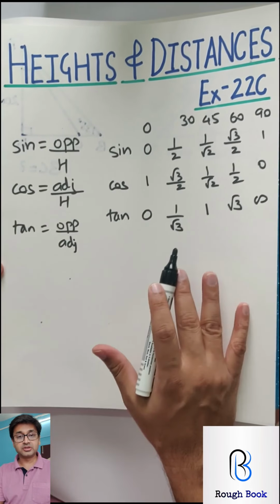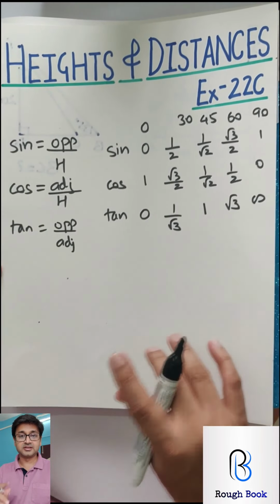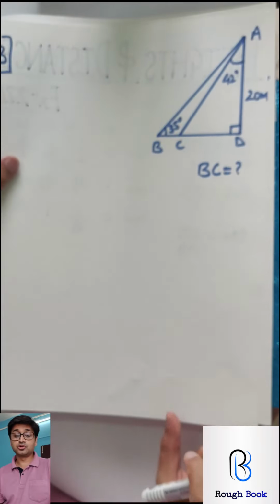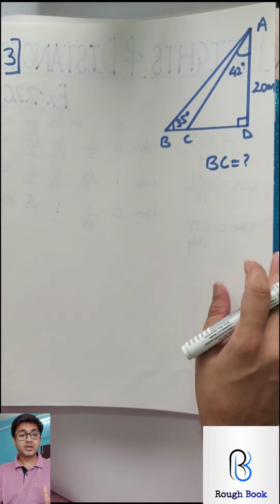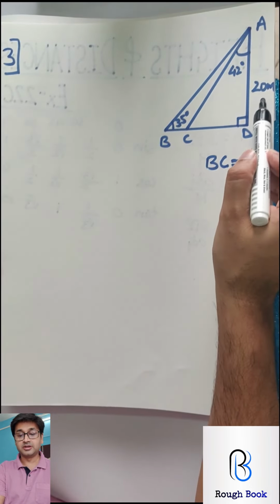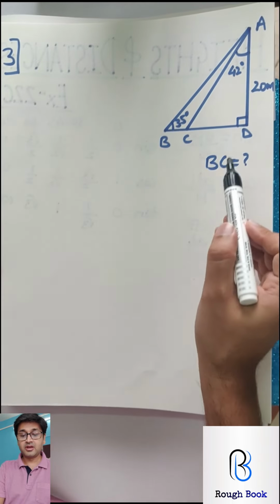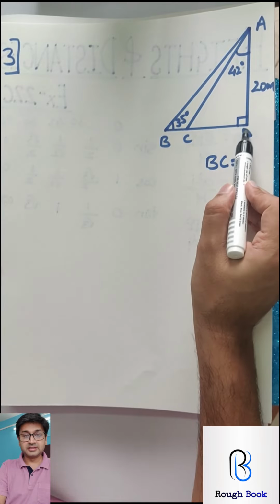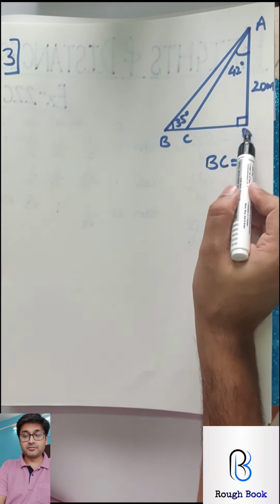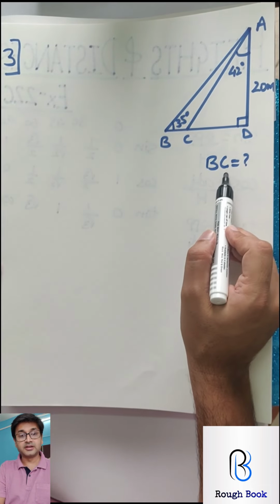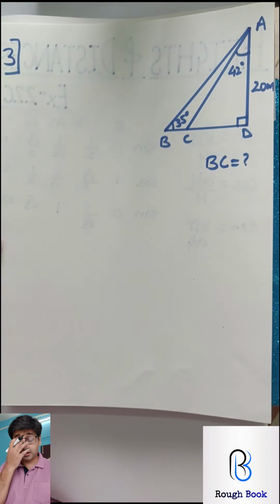If you know these two things, you are more or less sorted with heights and distances, and the only hurdle then is the diagram. So you should know how to draw it properly. Sum number 3, you are lucky, the diagram is ready-made and given to you with 20 meters, 42 and 35 degrees. Your target is to find BC. So you take the small triangle, find CD, take the big triangle, find BD, and from BD subtract CD, and automatically what you will get is BC. So come on, let's try it out.